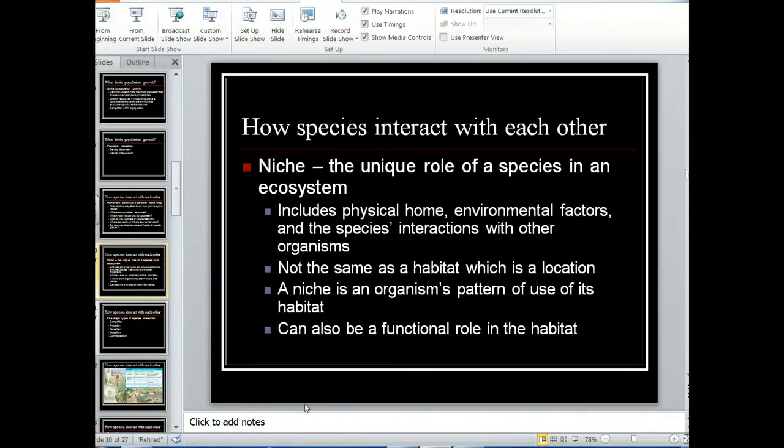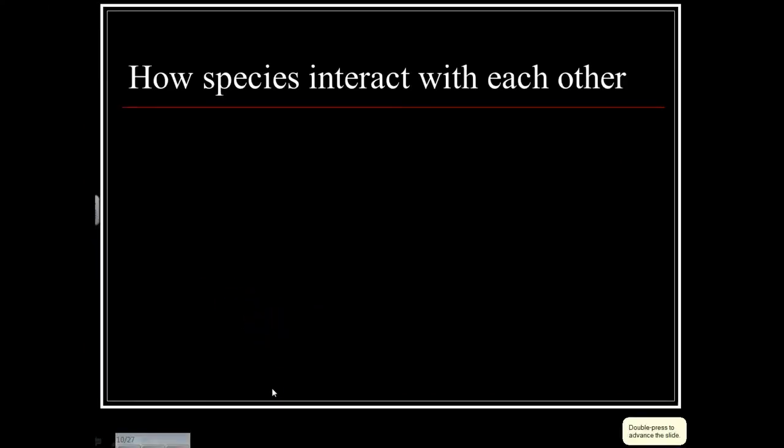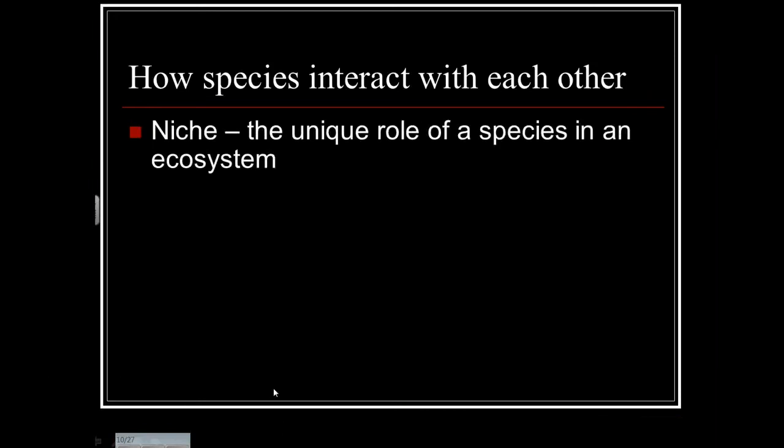Welcome back, and we're going to take a look at the second section of Chapter 8, and that's entitled How Species Interact with Each Other. And this is where we stopped last time, so this should start to look familiar to you. Okay, we're going to first define at least one term here, and that's the word niche, N-I-C-H-E.